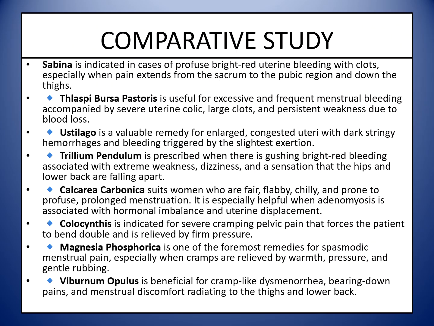Colocynthis is indicated for severe cramping pelvic pain that forces the patient to bend double, and it is relieved by firm pressure, while Magnesia Phos is one of the remedies for spasmodic menstrual pain, especially when cramps are relieved by warmth, pressure and gentle rubbing. Viburnum opulus is beneficial for cramp-like dysmenorrhea, bearing down pain, and menstrual discomfort radiating to the thighs and low back. In Viburnum opulus, the menses remains only for a few hours, and the patient may have fainting attacks.